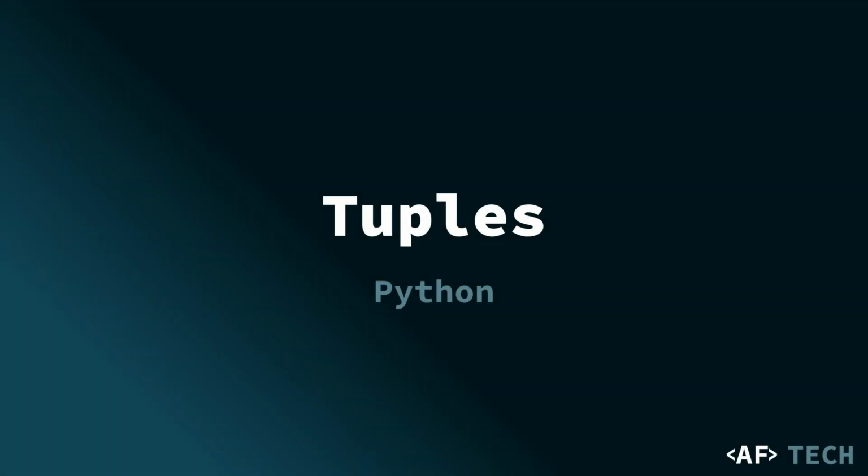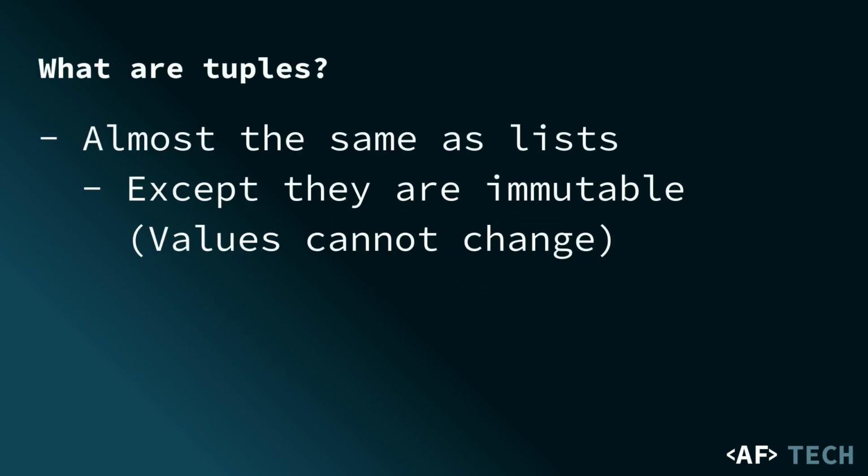Hey everyone, in this tutorial I'll talk about tuples in Python. Tuples are another essential data structure in Python, and they have some unique characteristics that make them different from lists. So tuples are similar to lists in that they can store multiple elements, but they have one crucial difference: they're immutable.